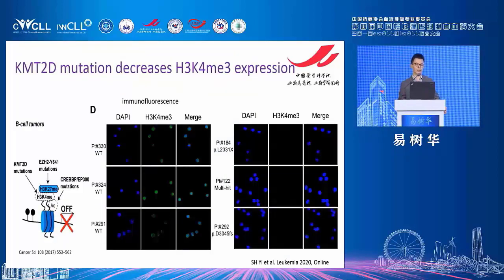For the KMT2D mutation, as we know, KMT2D controls the methylation of histone protein H3K4 site. So if this gene is mutated, it will decrease the methylation of this protein. So we used the immunofluorescence technique to see if the KMT2D mutation impacted this methylation site. This is a wild type patient. This is the mutated patient. We can see that the mutated patient has a lower expression of this protein's methylation.